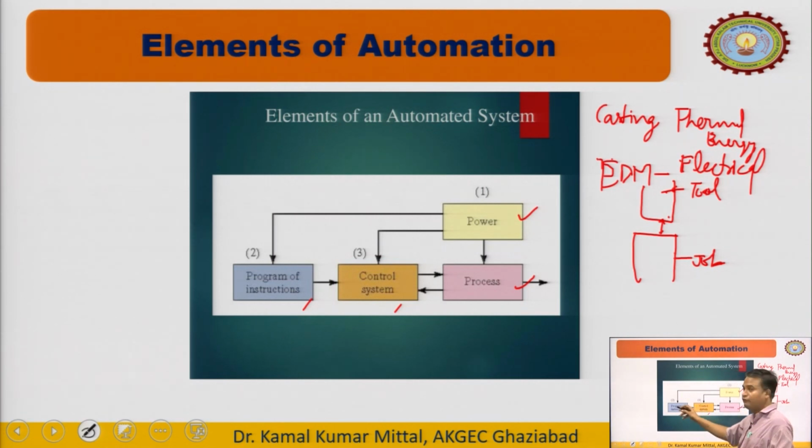Power is again needed for the program of instructions. Program of instructions से मतलब है कि लोड करना, अनलोड करना, कुछ सिग्नल्स देना, स्टॉप करना, स्टार्ट करना. Similarly, power is again used for controlling the system, control system. So we are using open loop control system and closed feedback control system, that is closed loop control system. So, these are the different elements of an automated system.